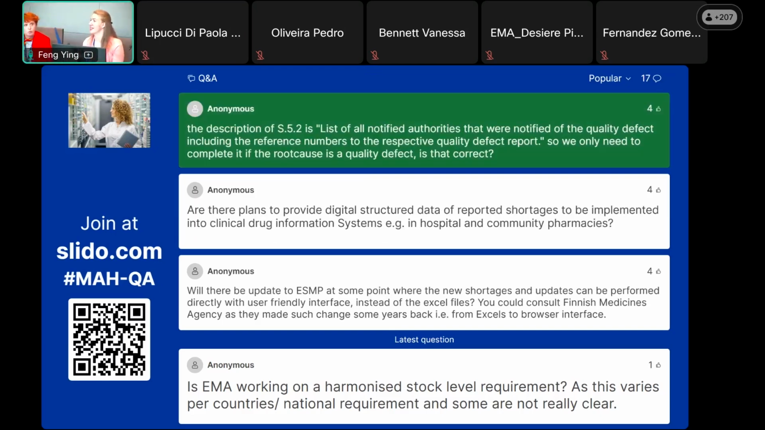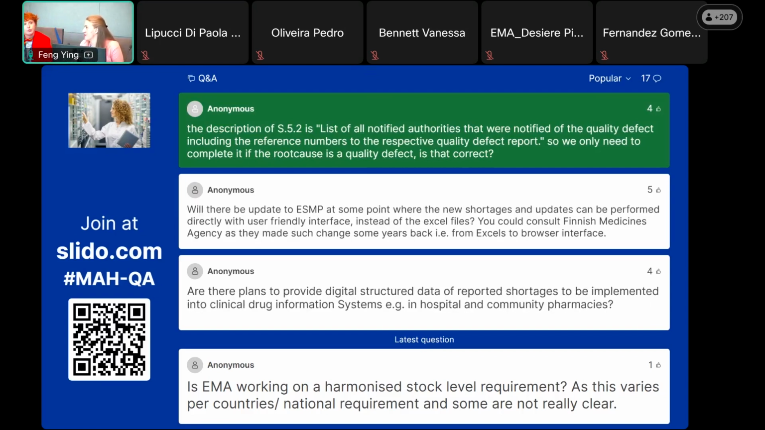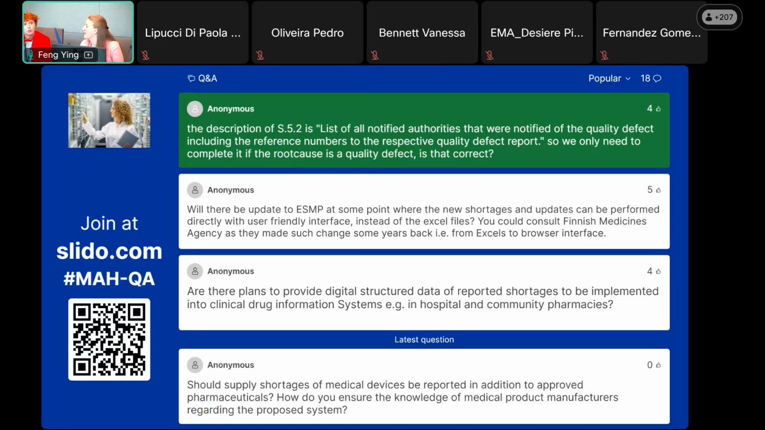Moving on to the next question, which is about the implementation guide of the ESMP. The description of S5.2 is list of all notified authorities that were notified of the quality defect, including the reference numbers to the respective quality defect report. So we only need to complete it if the root cause is quality defect. Is that correct? I give that to Sophia.